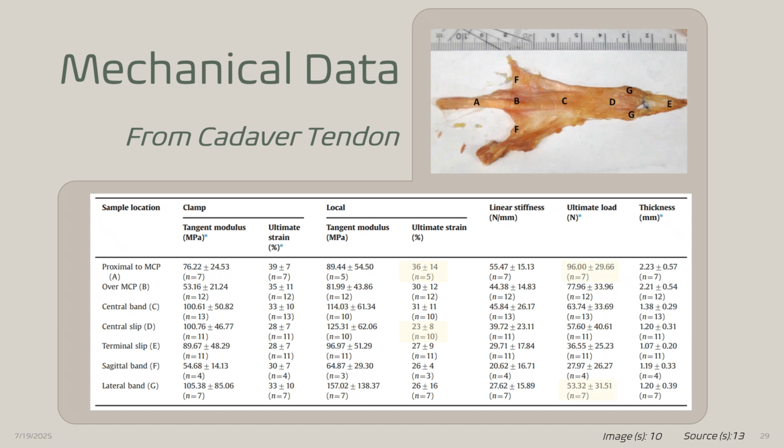The other value difference that I wanted to highlight was the ultimate loads. The ultimate load before the MCP joint is double that of the lateral bands, despite it being 2/3 of the original EDC before it diverges into central and lateral bands. One final note on this data is that the margin of error is very large. Therefore, we should take it with a grain of salt.